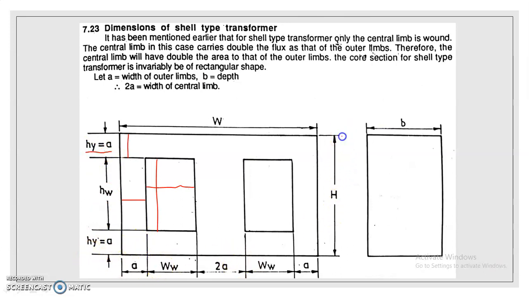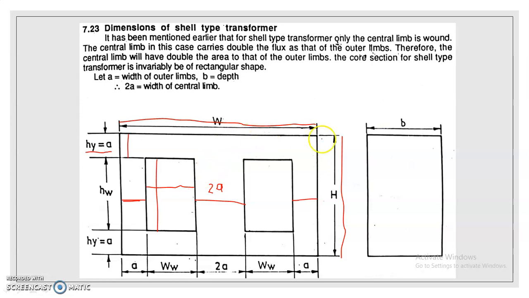And capital H is the overall height of the core. Capital W is the overall width of the core. Now, as compared to the three-phase core type transformer, where you can observe that this width is A and this is also A, for the shell type transformer the central limb has a width 2 times the width of the side limbs, that is 2A.